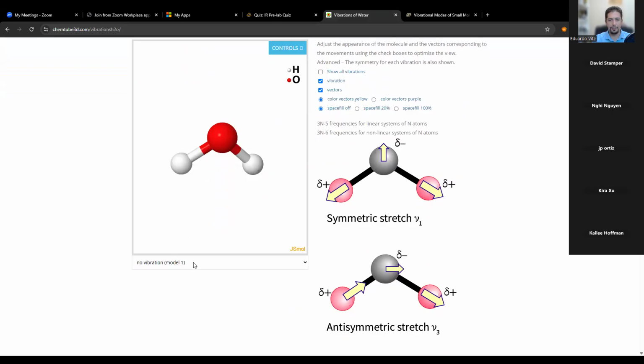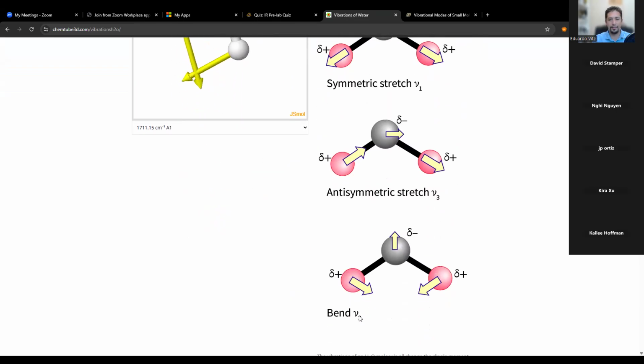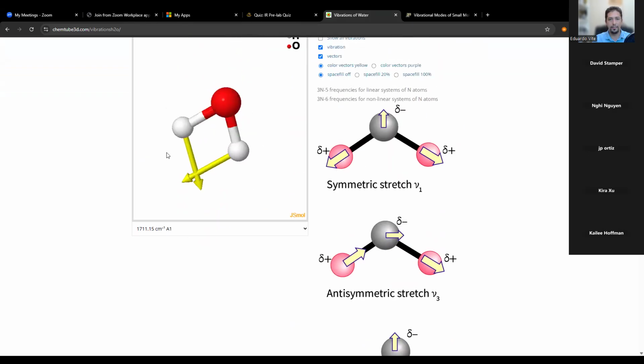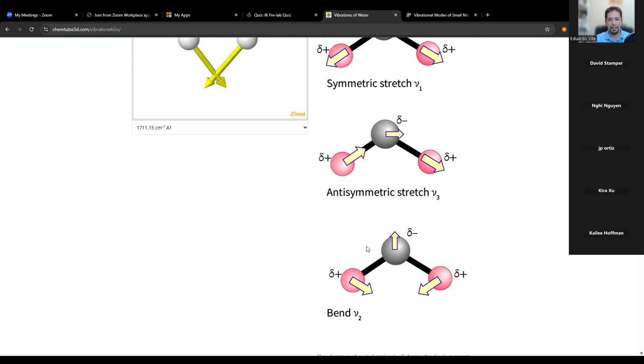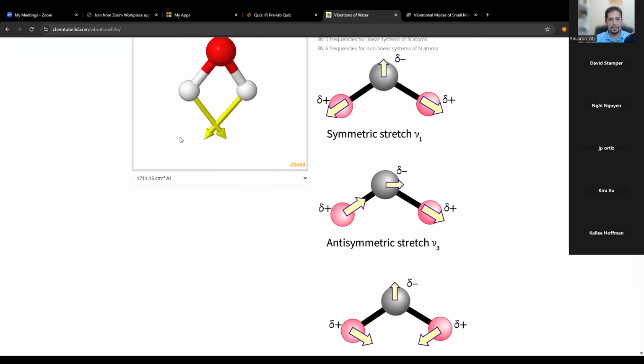And so right here, there's a menu. It says no vibration, model 1. Well, let's look at the first vibration. And it gives you the wave number too. So you can see here it says 1711 wave numbers. And if you click it, you'll see the motion that I'm talking about. This is the bending. They call it the bend, mu2, right here. And you can see how the water molecule is vibrating, bending towards itself. And so that vibrates at 1711 wave numbers.